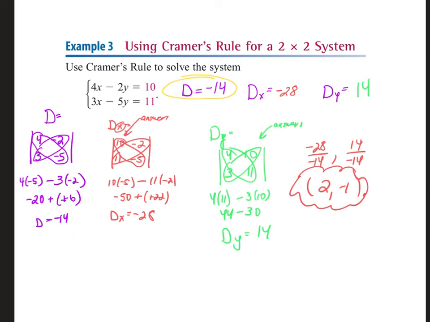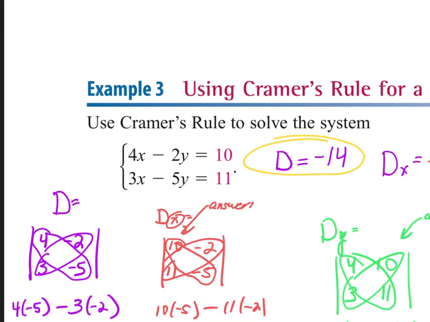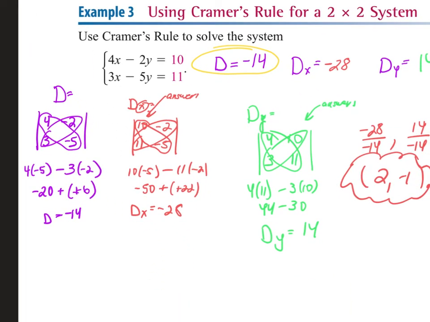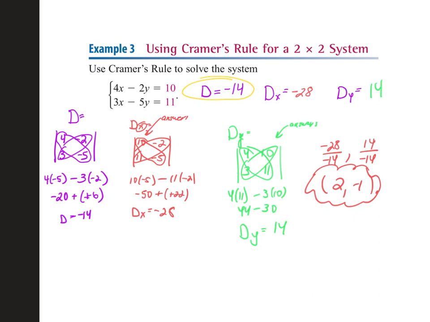Some of you are like, oh my gosh, that's so much work for these problems. For some, yes, this is a lot of work, but if you learn the way to do this, you'll see why it comes in handy sometimes when you're doing other sorts of equations. Obviously, this is very basic, and you could have just used elimination or substitution and gone on your merry way. But the next two examples, you'll see why it's easier to use Cramer's rule.